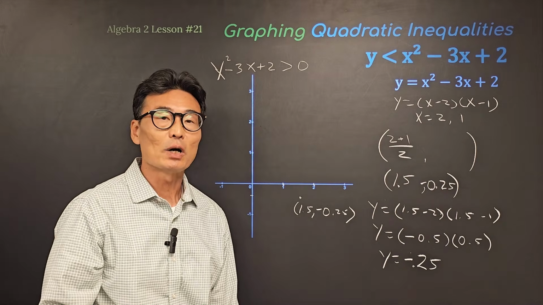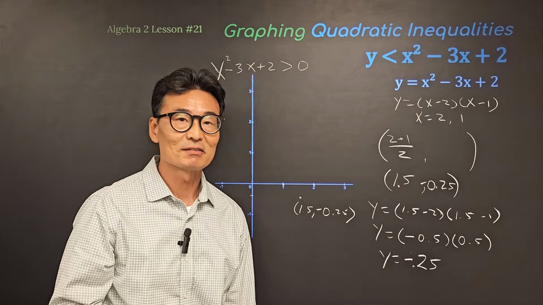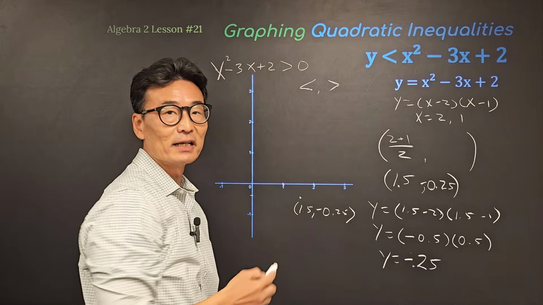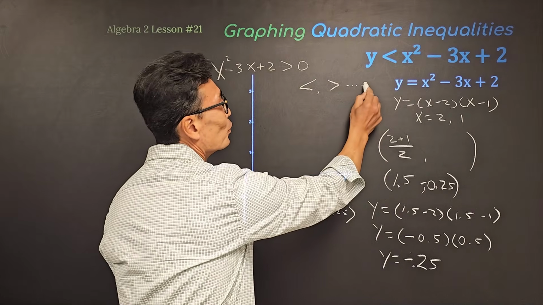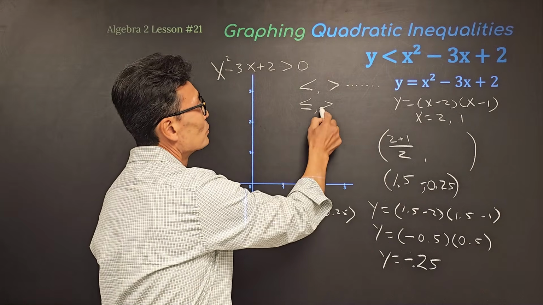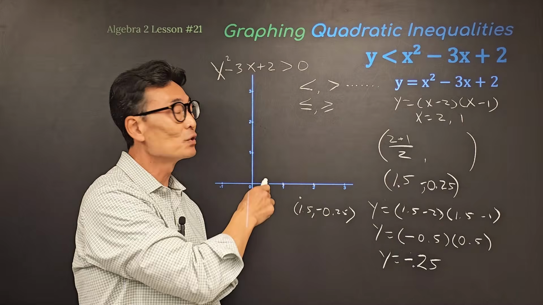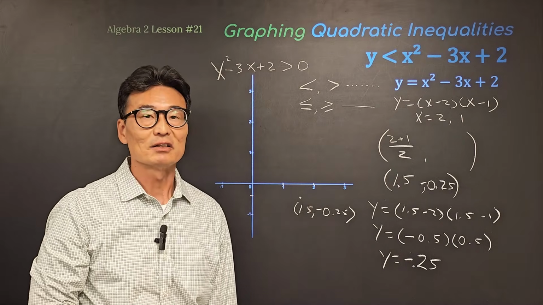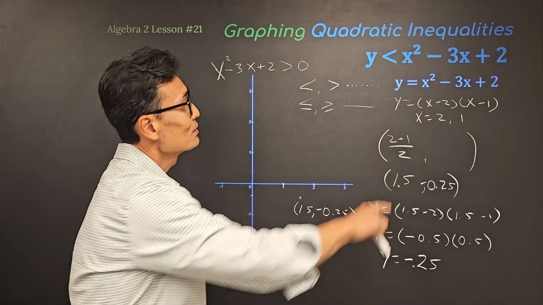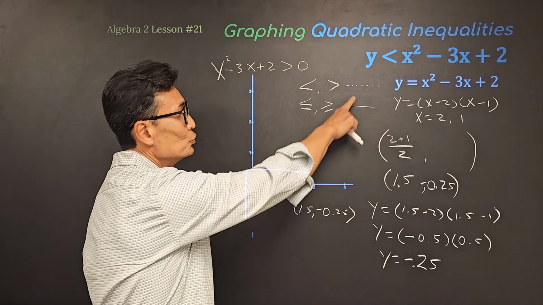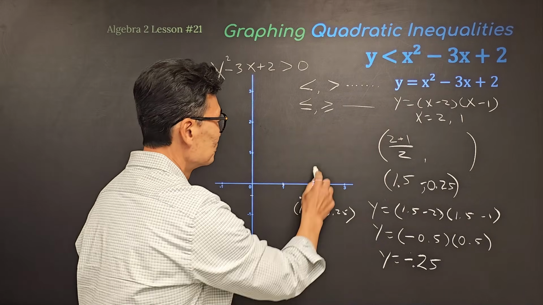When graphing an inequality, you have to be careful about this. If it's less than or greater than, you're going to be graphing with dotted lines. If it's less than or equal, and greater than or equal, it's going to be with solid lines. In this case, it's y is less than, so we're going to be drawing the parabola using dotted lines.